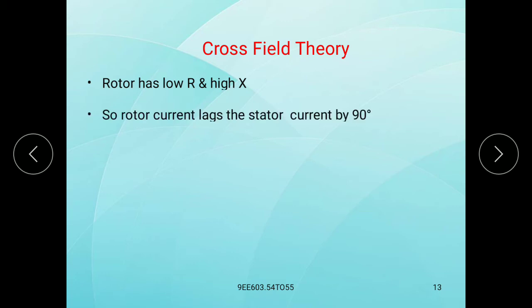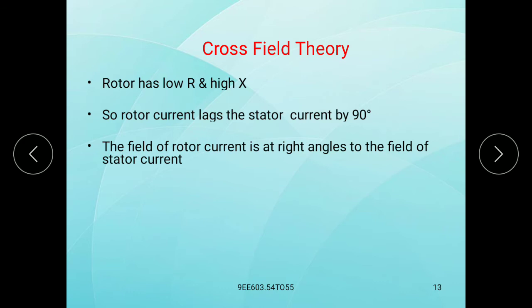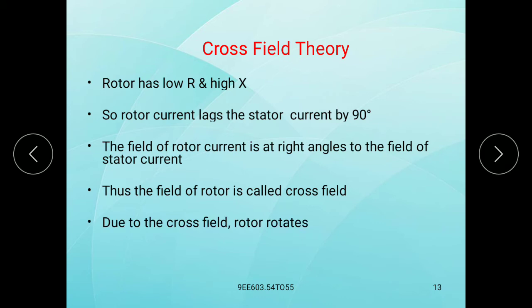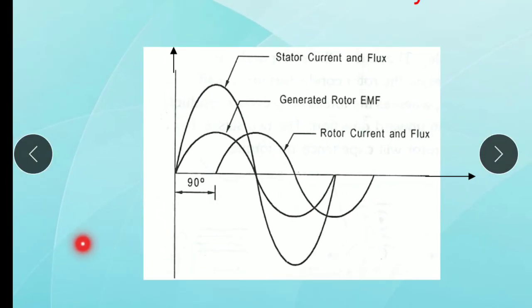Rotor has low resistance and high reactance X. So the rotor current lags the stator current by 90 degrees. So the field of rotor current is at right angles to the field of stator current. Thus, the field of rotor is called the cross field. So, due to this cross field, the rotor rotates. This is the cross field theory.